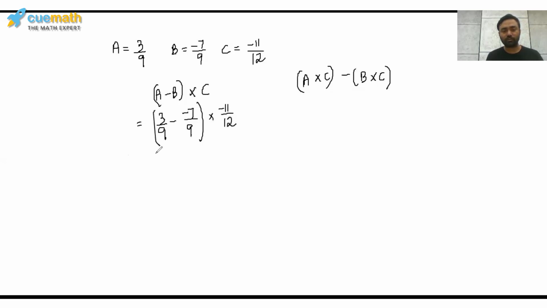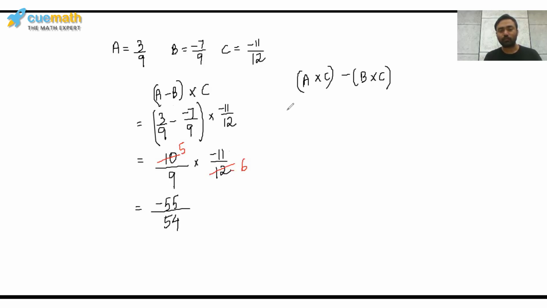Now if we solve this bracket again, we'll see that the LCM is 9. The numerator part would have 3 minus 7. Now these two minus when multiplied would become plus. So 3 plus 7 would become 10. So 10 times negative 11 over 12. Let's reduce anything in common between the numerator and the denominator. So 2 5s are, 2 6s are. Eventually this part would result in the rational number negative 55 over 54.